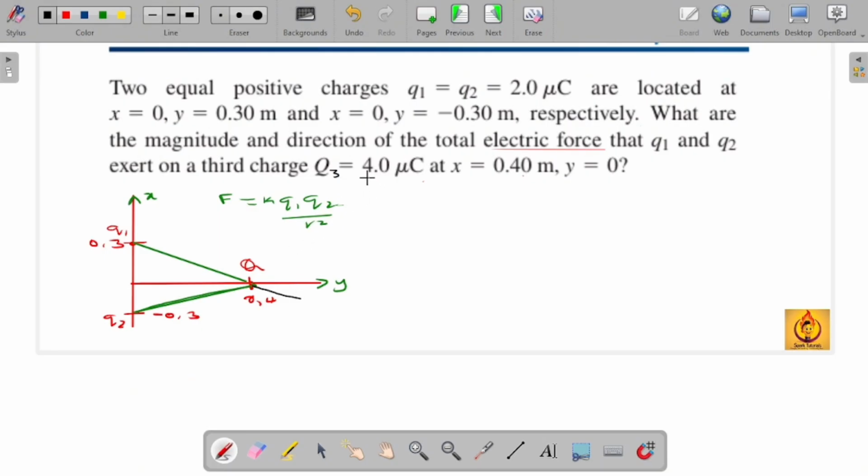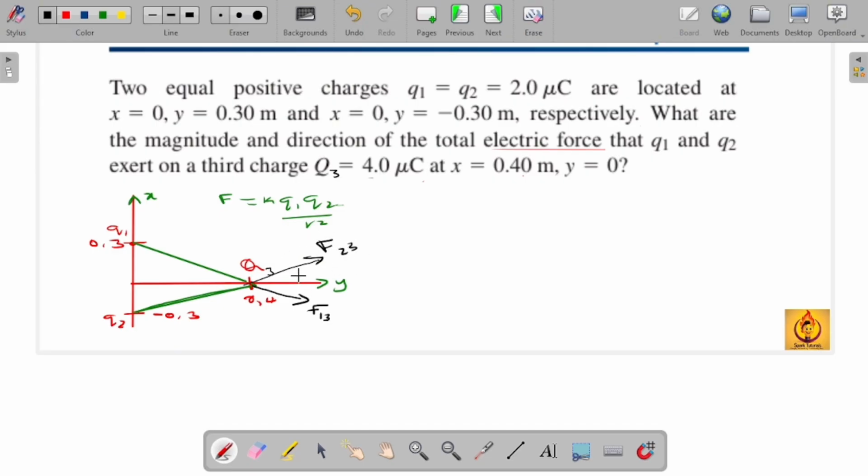Let's see the charges. The charges are both positive, meaning it is going to be repelled. So this force that you see here is the force of Q1 on Q3. It's pushing it down. But Q2 on Q3 is pushing it upwards. So this is the force of Q2 on Q3.